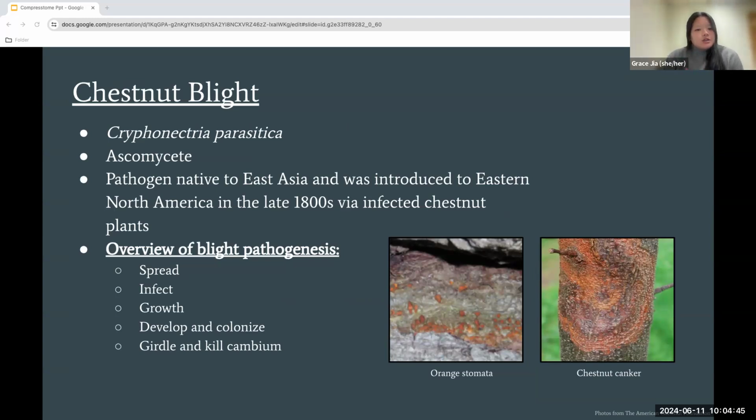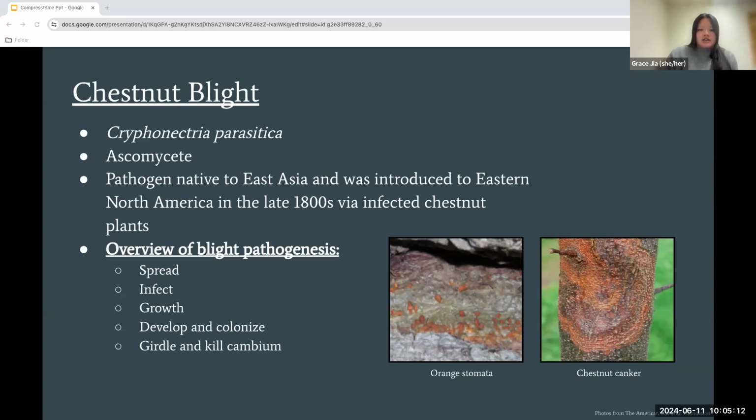Chestnut blight, to give you a little bit of a background, is an ascomycete, and ascomycetes are currently the largest phylum of fungi with over 64,000 species observed today. This type of fungus, also known as sac fungi or spore shooters, can reproduce sexually and asexually. It was first introduced to the eastern United States from East Asia through infected chestnut plants.